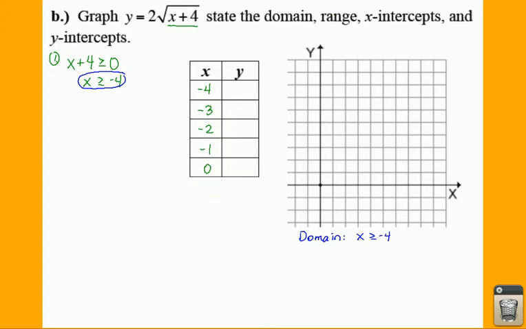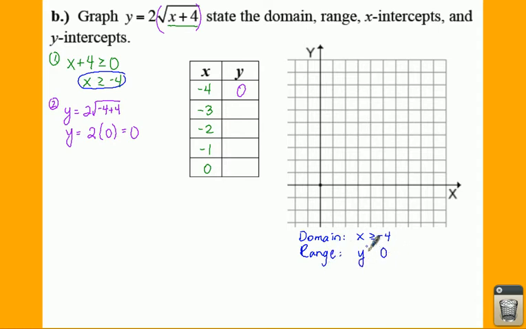Next thing you have to do is find your values of y. So we have our x values. We're going to find our values of y. So we just start plugging and chugging. So we're going to say y equals 2 times the square root of -4 plus 4, which gives you 2 times the square root of 0, which is 0, so your answer ends up being 0. So we can almost say, for our range, our first point for y is going to be 0.